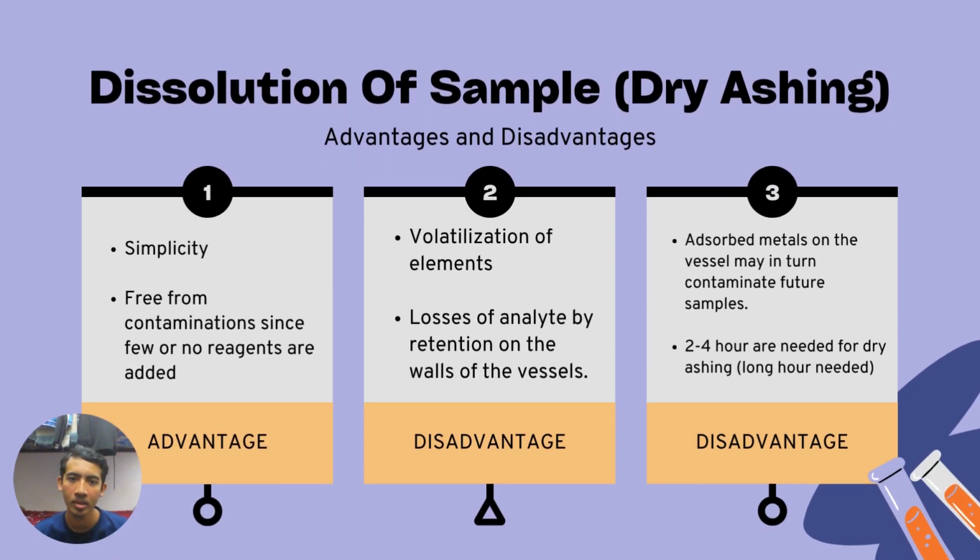Dissolution of sample: drying agent. Advantage: simplicity. Free from contamination since few or no reagents are added. For this disadvantage, volatilization of elements, losses of analyte by retention on the walls of the vessels. Absorbed metal on the vessel may in turn contaminate future samples. 2 to 4 hours are needed for drying and aging. Long hours needed.